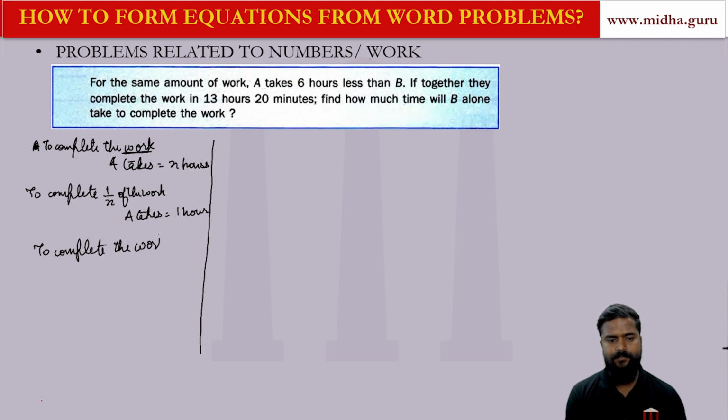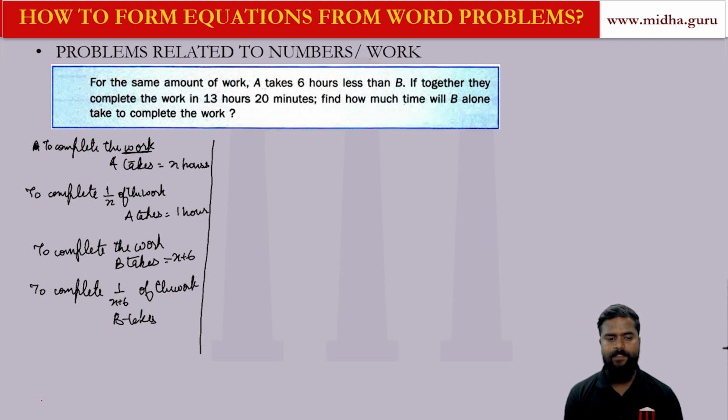Similarly, to complete the work, B takes, since the question says that A takes 6 hours less, it means B takes 6 hours more. So we'll write X plus 6. Again, treating the work as a single unit, to complete 1 by X plus 6 of the work, B takes 1 hour. So this is how much both of them can do in 1 hour. That is, A can complete 1 by X of the work in an hour and B can complete 1 by X plus 6.